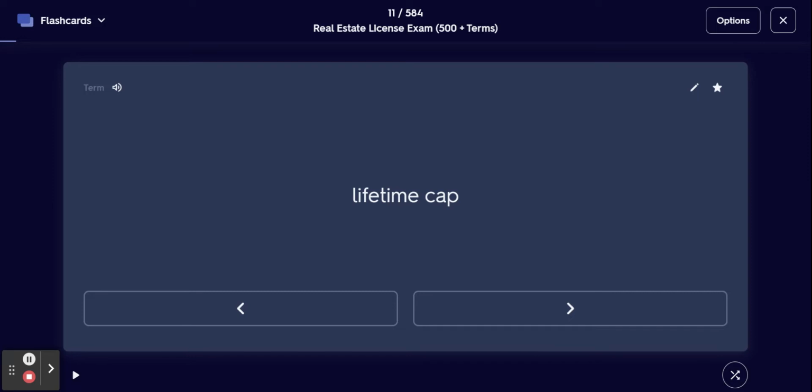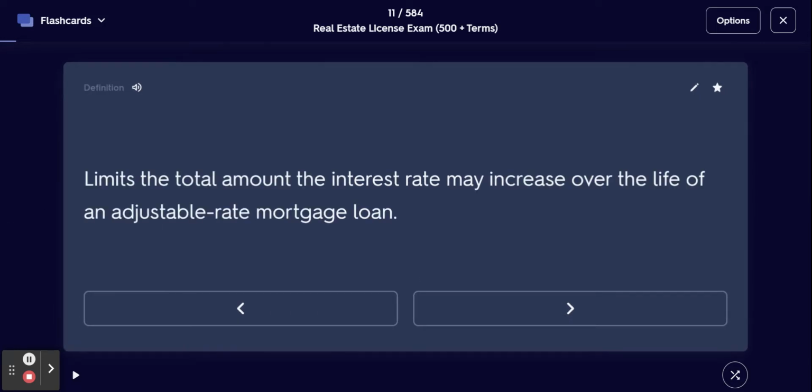Lifetime cap. Limits the total amount the interest rate may increase over the life of an adjustable rate mortgage loan.